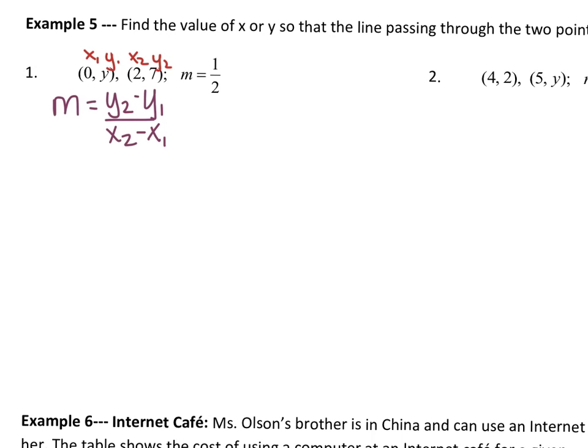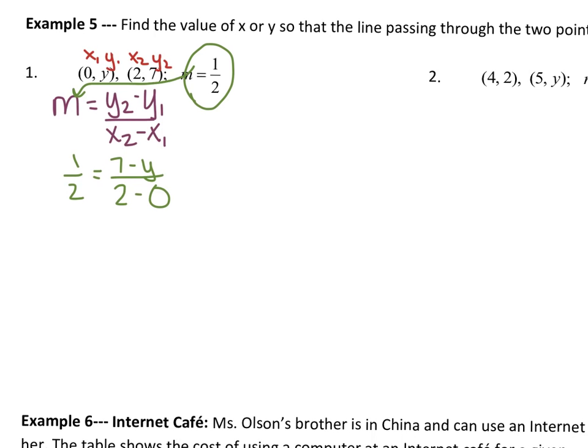Now what I'm going to do is just start plugging in everything that I know. So here I know that m, or my slope, is 1/2. And so I'm actually going to put that in place of that m right there. So I'm going to write 1/2. I'm going to try and write small because I know this is probably going to take up a lot of space. My y2 is 7 minus my y1. It's a little weird, but it's just y over my x2, which is 2, minus 0.